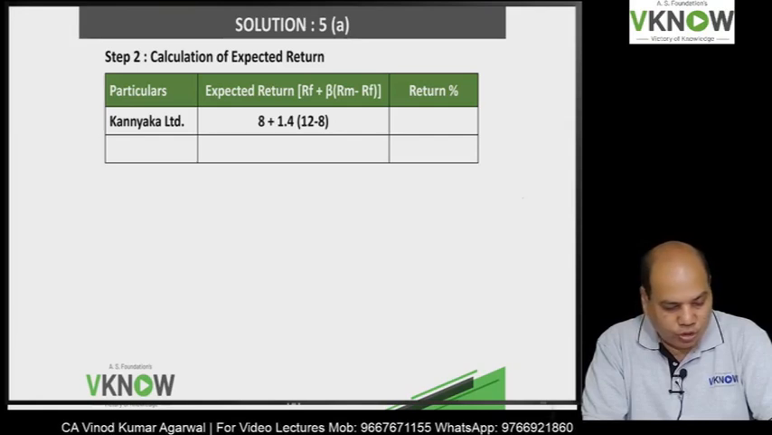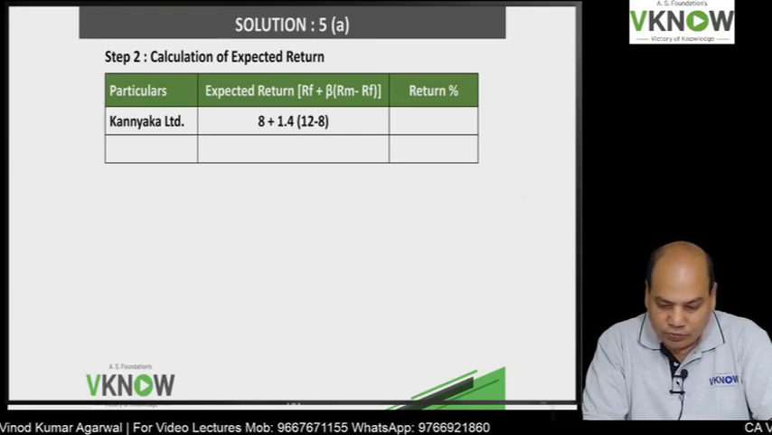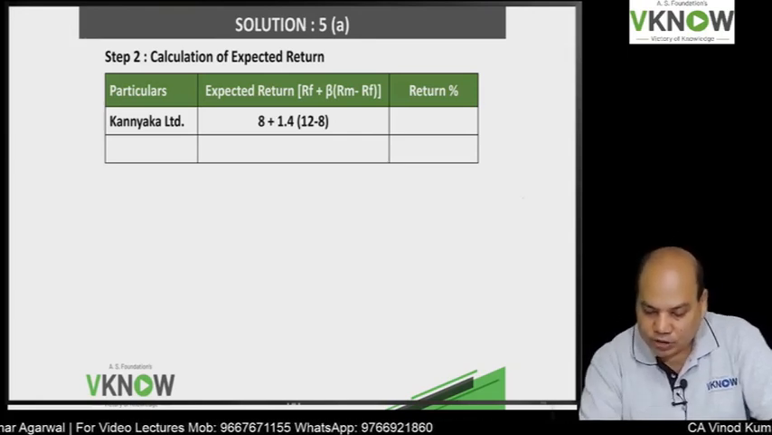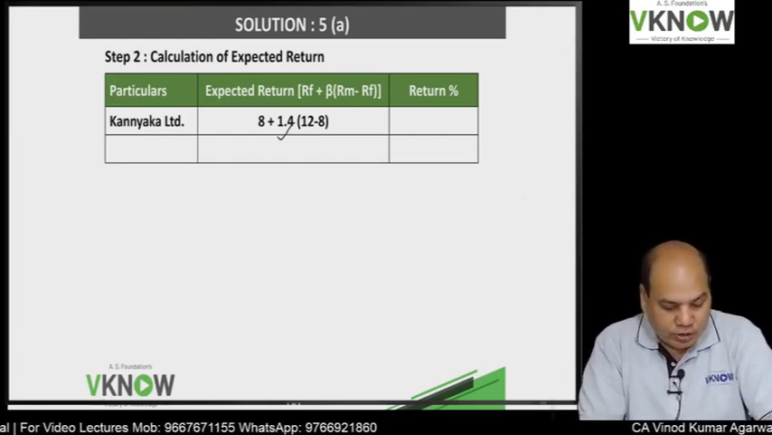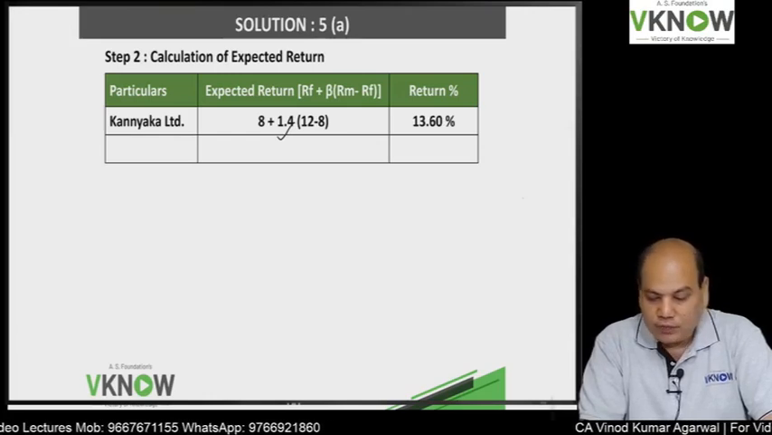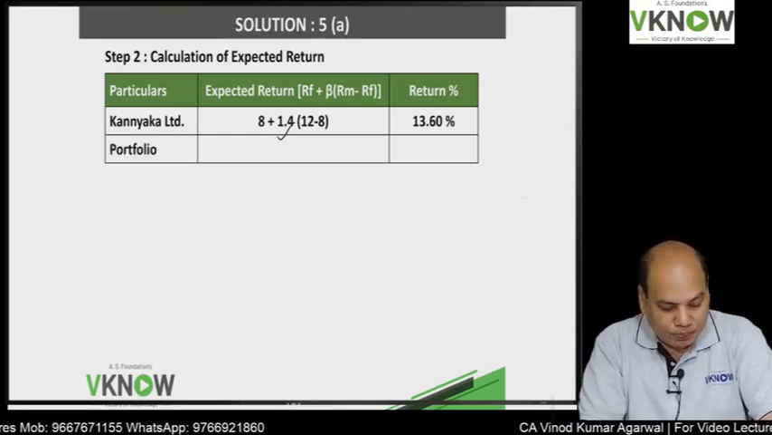The original question has RM 12%, RF 8% and beta 1.4 for the stock. 1.4 is the beta of the stock. The question has mentioned it in the first line. So the answer for Kanakya Limited is 13.6%.